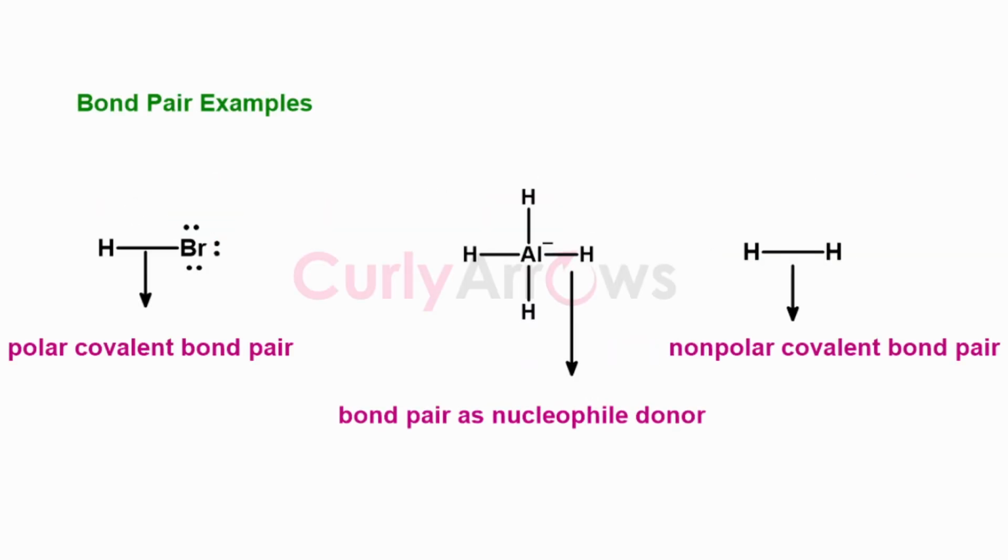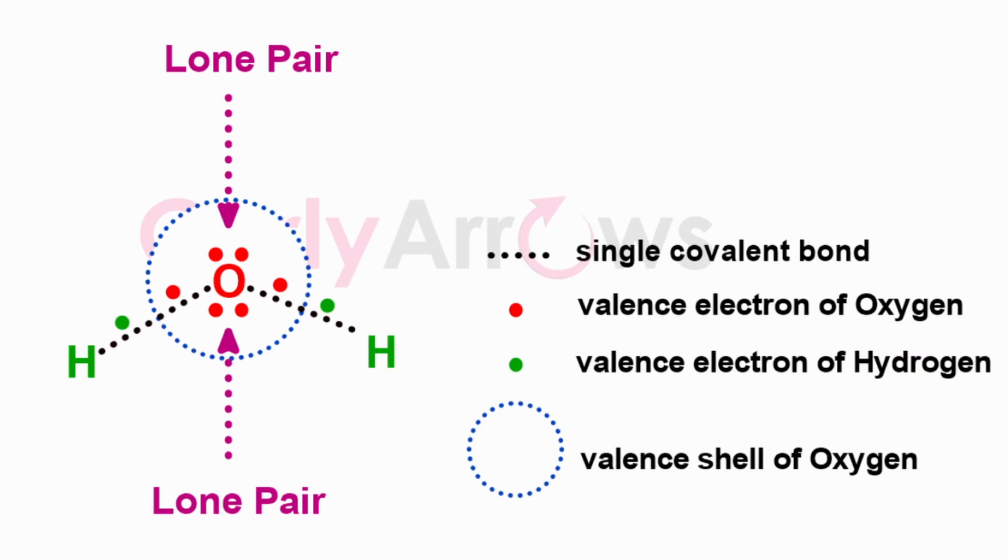If the bond pair of electrons is part of a polar covalent bond, it may participate in covalent bond breaking and bond-forming chemical reactions. A bond pair linked to highly electropositive metals like boron, aluminium, or lithium can act as nucleophiles in reactions. On the other hand, lone pairs are those valence electrons of an atom that did not participate in a covalent bond formation reaction and thus remain unused.